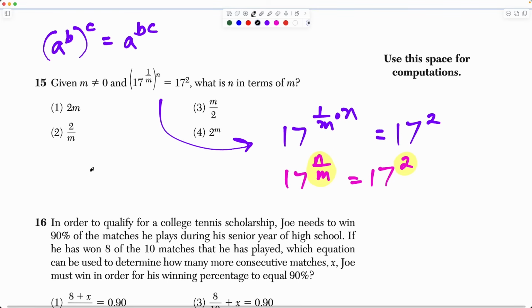So I'll do that over here. We could say n over m is equal to 2. So if you want to know what n is in terms of m, we just multiply both sides by m. And this is going to give us n equals 2 times m, giving us choice 1.